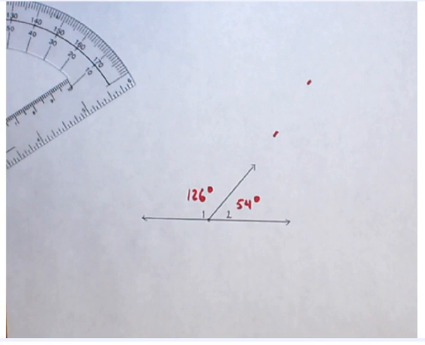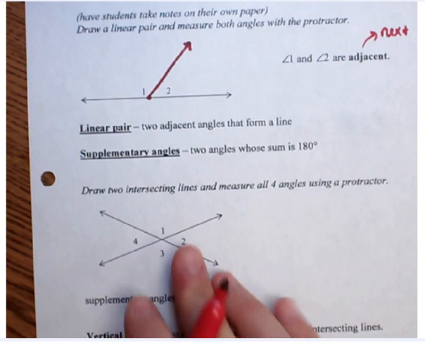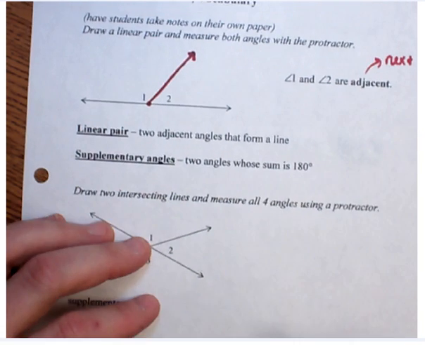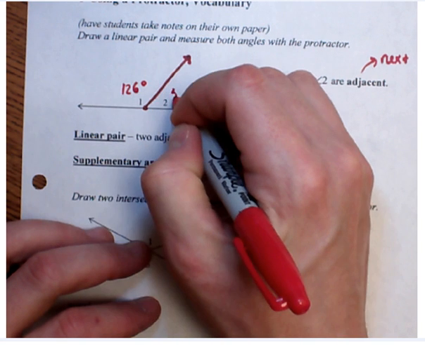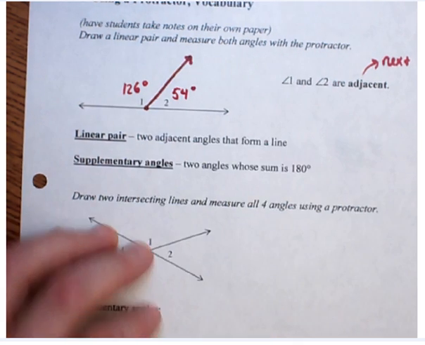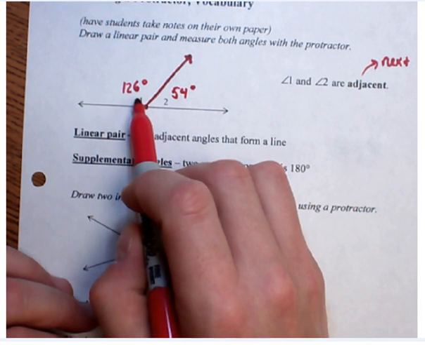Now let's go back to the paper, the notes that you have. So angle 1 was 126 degrees, and then angle 2 is 54 degrees. Now notice they're not the same. They're not congruent. Angle 1 is obviously obtuse.